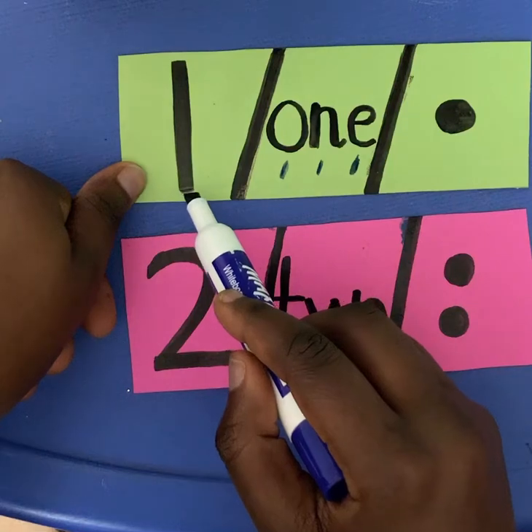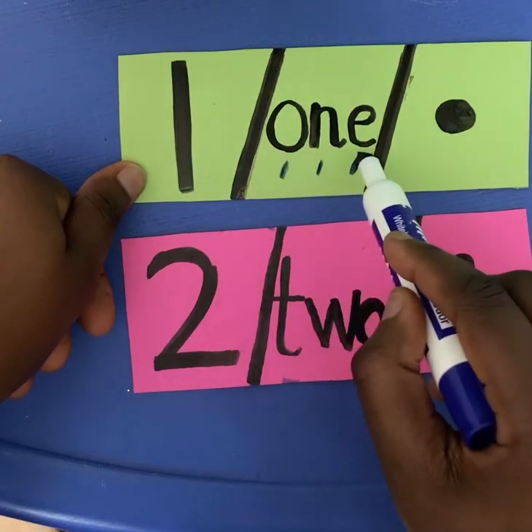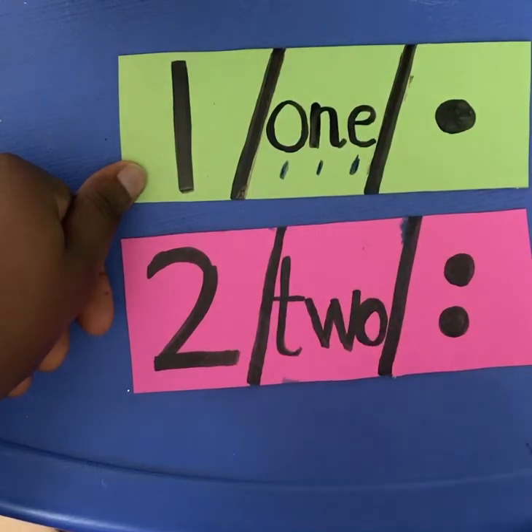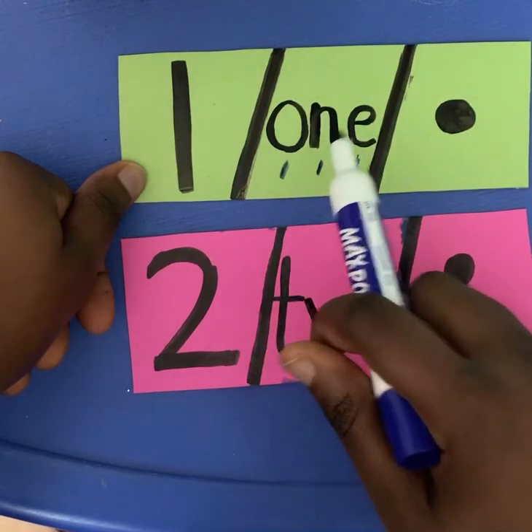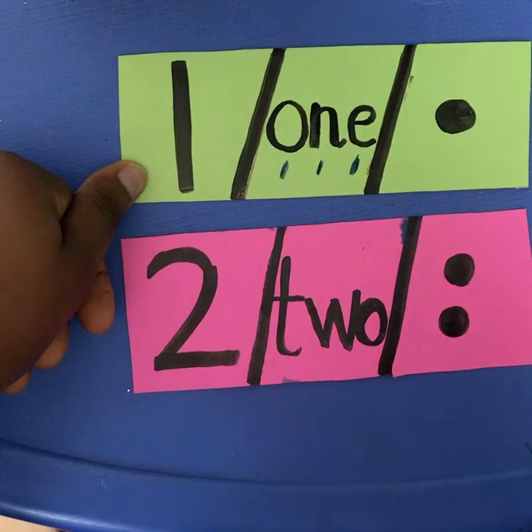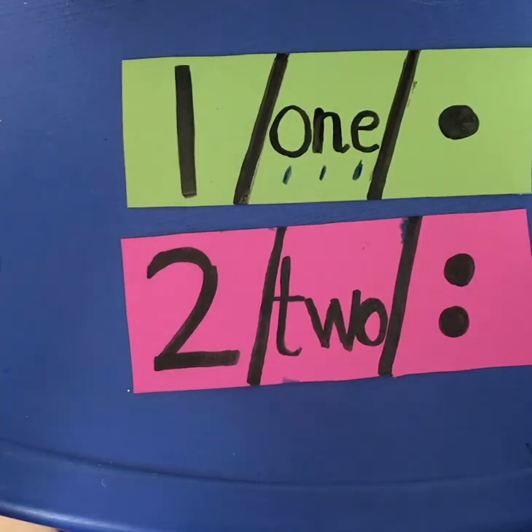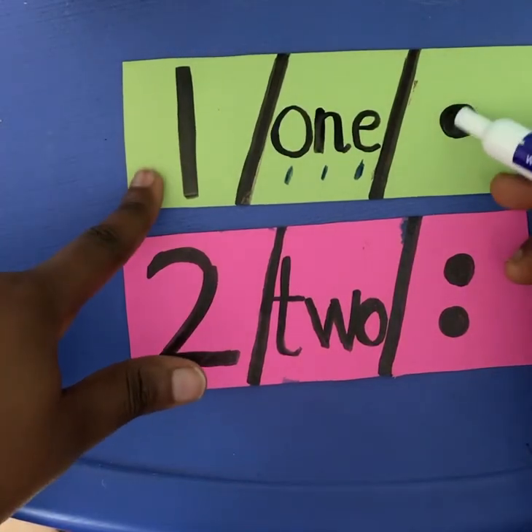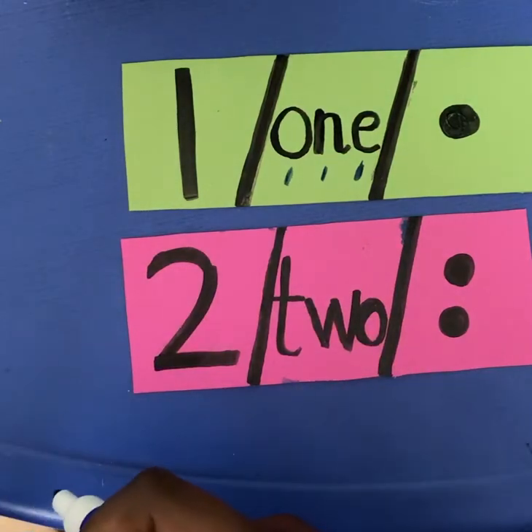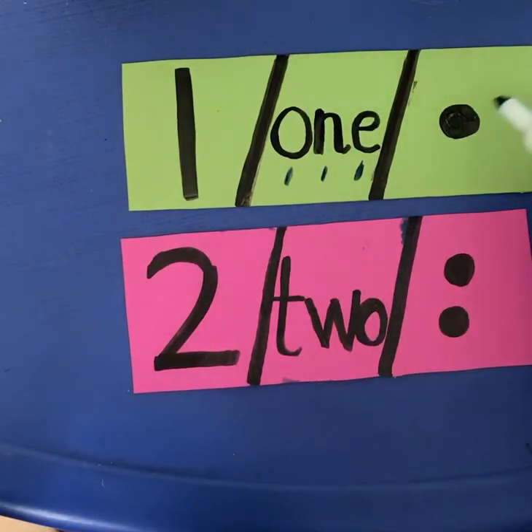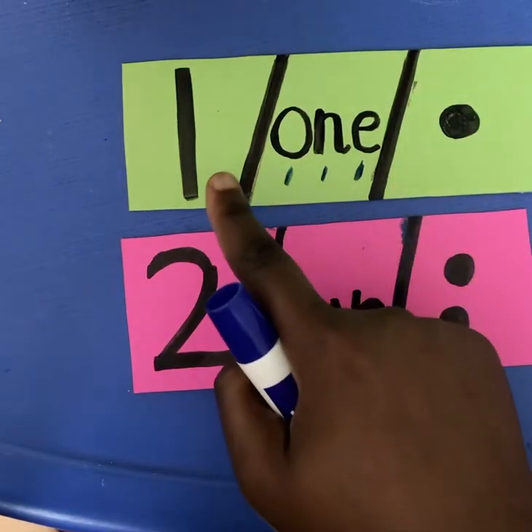So the number is 1. 1 is the digit. And the number name, which is a sight word that we need to memorize to be able to write it, is O-N-E. And if you have to count 1, we have 1 dot. So we have only 1 dot, which represents the number 1.